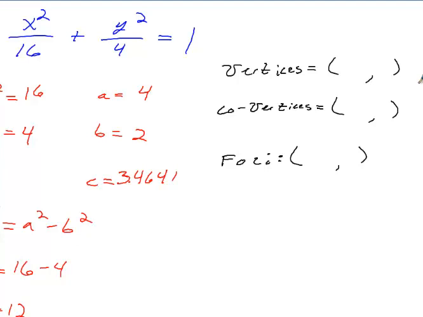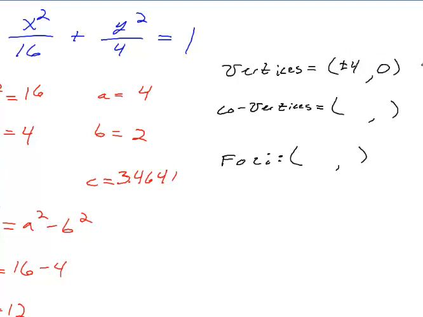Okay. So when A is under X, right? What's our formula for the vertices? Is it plus or minus A comma 0, or is it 0 comma plus or minus A? So is it like number then 0, or is it 0 then number? Number then 0. So I use my A value, right? So I just plug it in. Plus or minus 4 comma 0. Everybody okay with that? Yes or no?